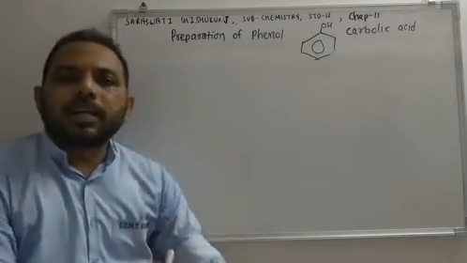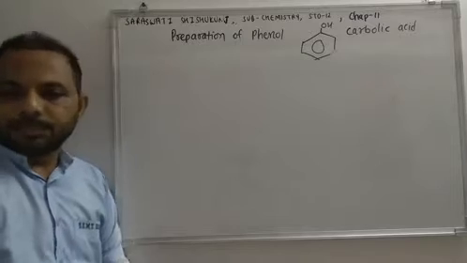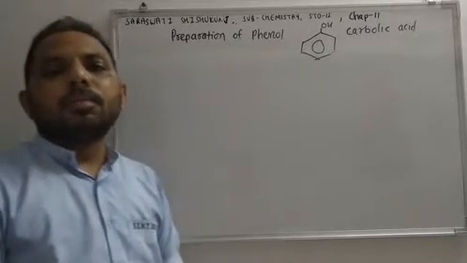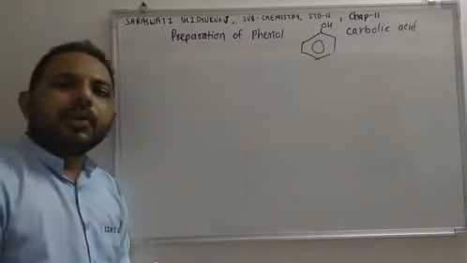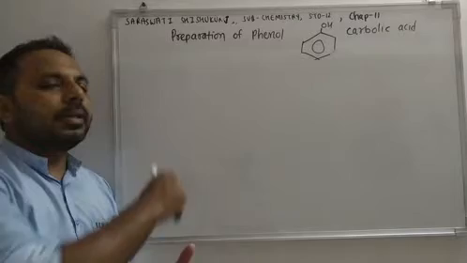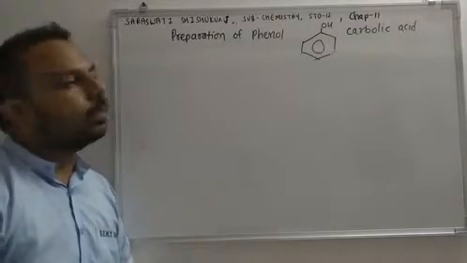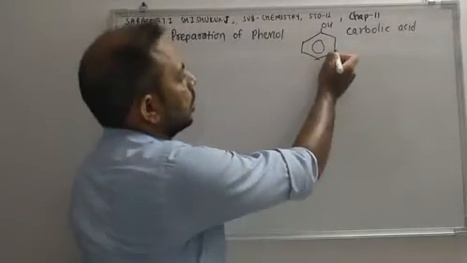So we have started chapter 11, alcohol, phenol and ether. In the last video we had discussed the preparation of alcohol. Today we are going to discuss the preparation of phenol. And the structure of phenol you must be knowing: an OH group on the benzene ring. So this is the structure of phenol.